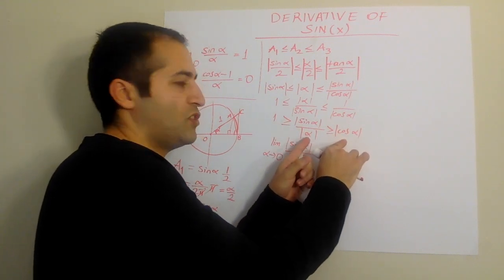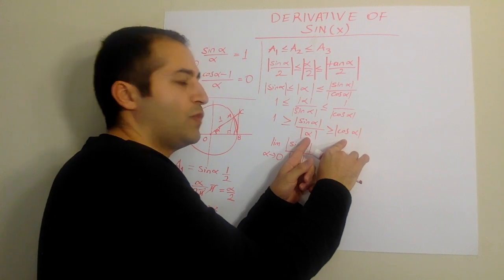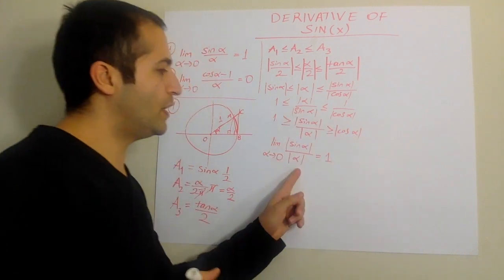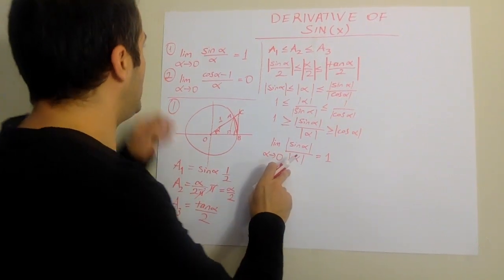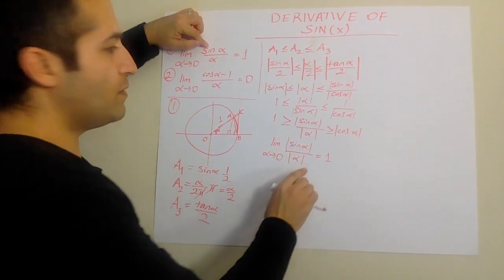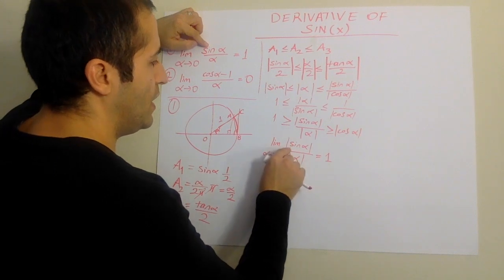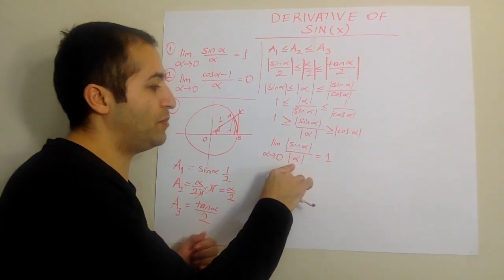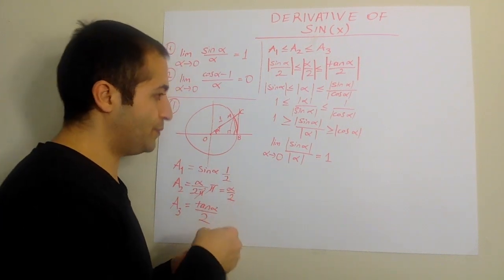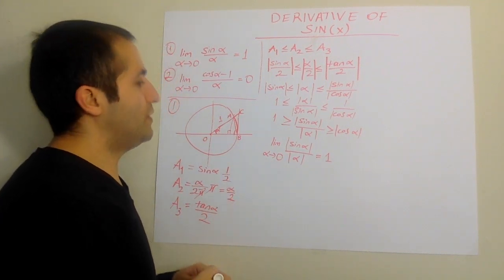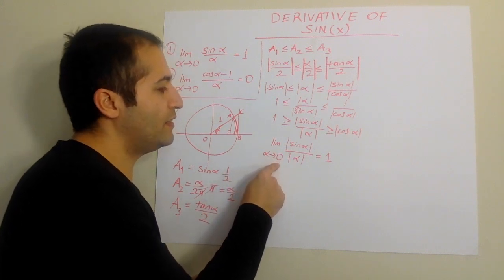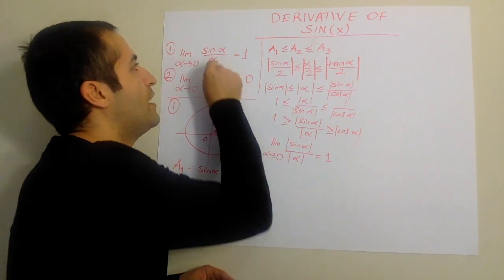That means this expression should also approach 1, because that's in between these 2 values. So we have shown that this holds, but with a slight difference. These sine alpha and alpha should be in under absolute value signs. But you can clearly see that if you approach 0 from right hand side, this exactly equals to this one.